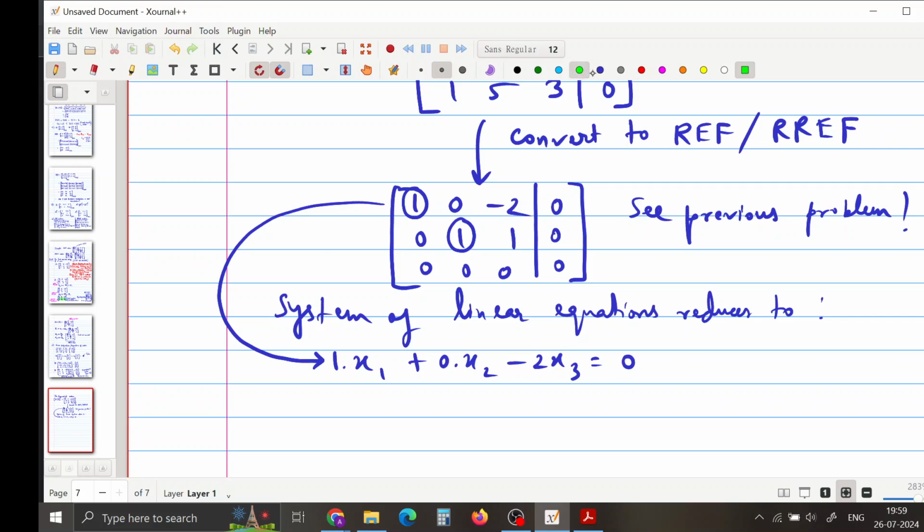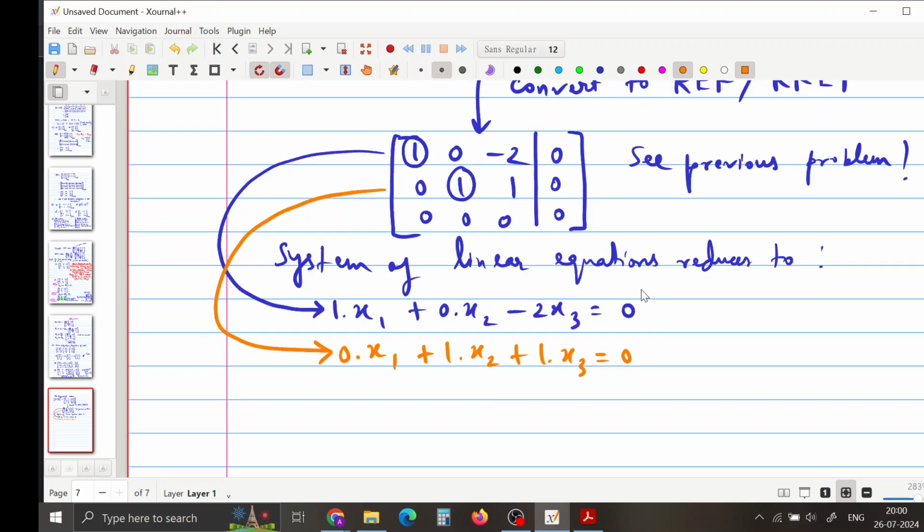And similarly from the second row, 0 times x1 plus 1 times x2 plus 1 times x3 equal to 0. And the third row doesn't give you anything new, it's all 0 equals 0. It doesn't give you any new information. So this is my system of equations: x2 plus x3 equals 0, and the first one was x1 minus 2x3 equals 0. You see now it's much more simplified than before.